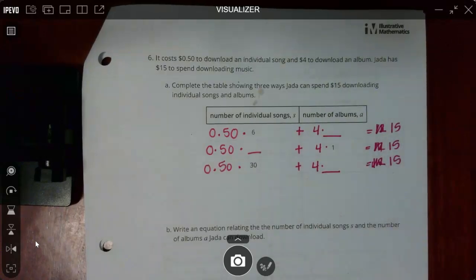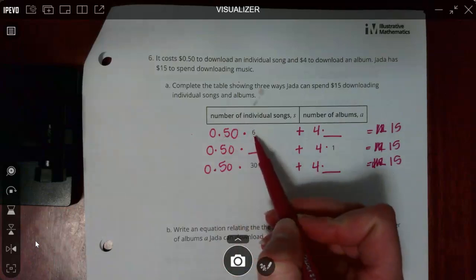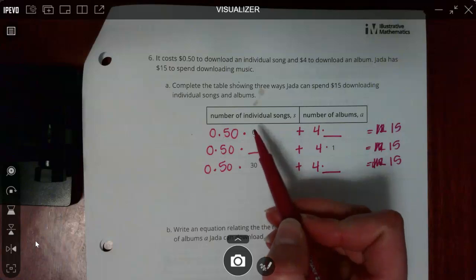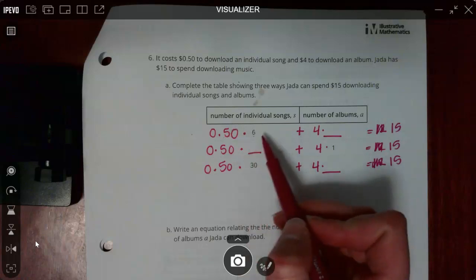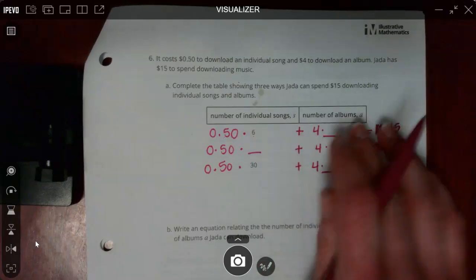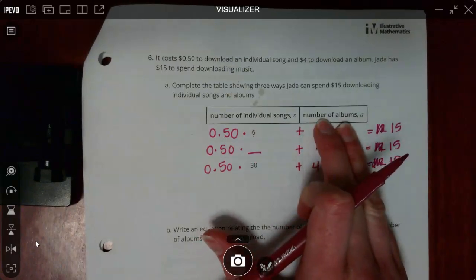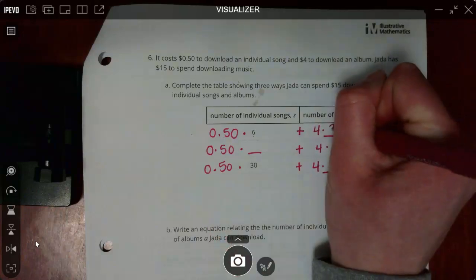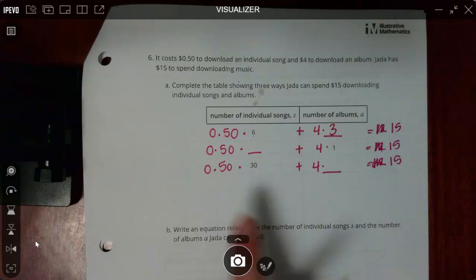Okay? So I need to think about what's half of 6. Half of 6 is 3. So I spent $3 on songs. Or I got 3 songs, I guess. So if I bought 3 songs, how many albums can I buy? Well, if I cover up this with my fingers, I think 3 plus something is 15. 3 plus 12 is 15. So I need to make 12 under my fingers. 4 times what is 12? 4 times 3. Okay, next one.